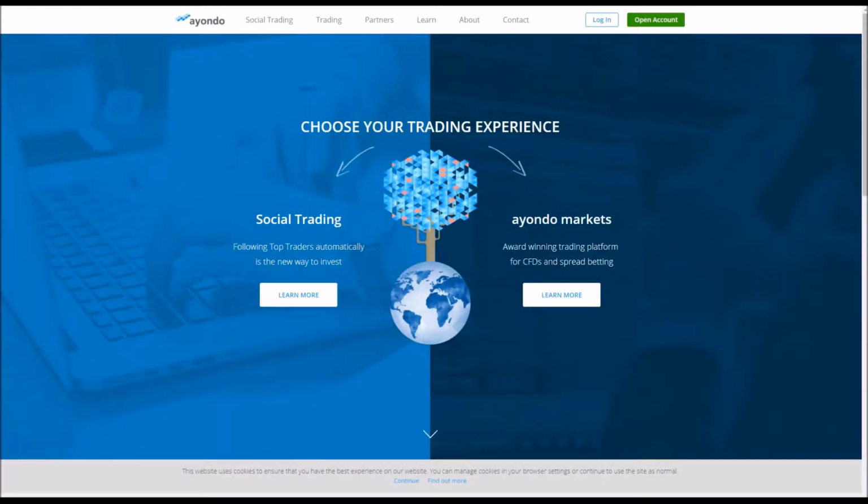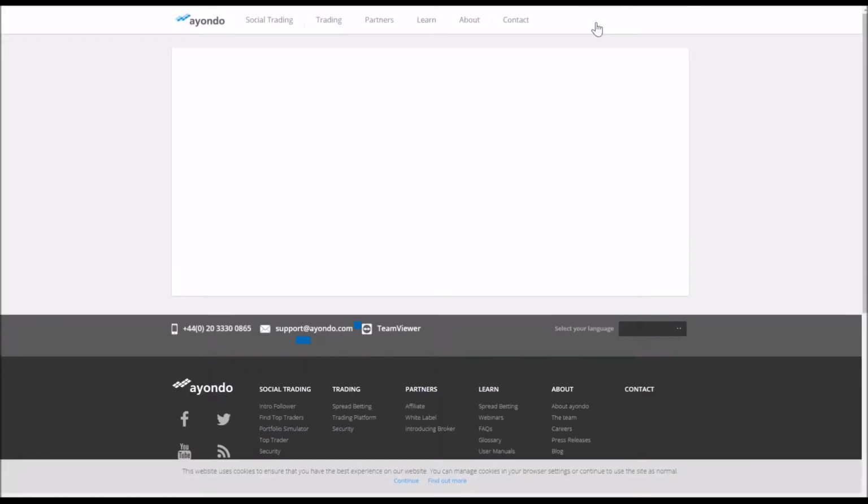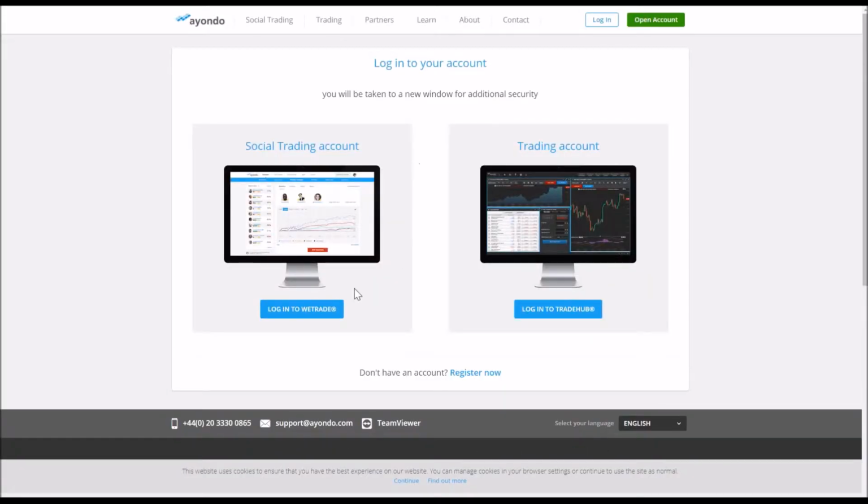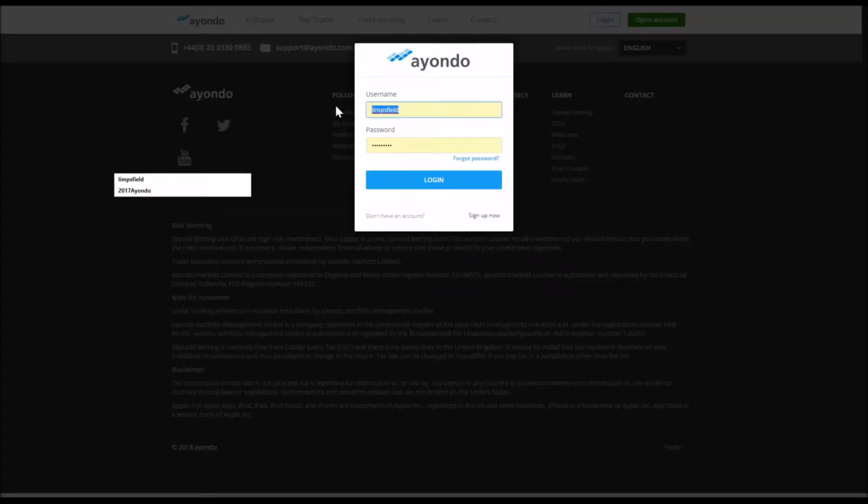So this is the Aondo homepage. If you went to aondo.com, this is where you'd end up. And you have two steps from here. You can either go to Aondo Markets, where it's self-directed trading. So, in the normal way, open an account, put some money in and trade the FTSE or the Euro or gold yourself. Or we can go to social trading and find out about copying other traders. So I'm going to just log on to the social trading account. So click on log on. So log into WeTrade. We'll have a look at TradeHub a bit later.